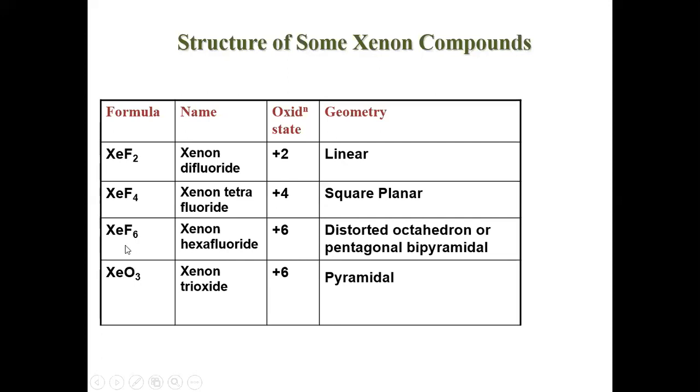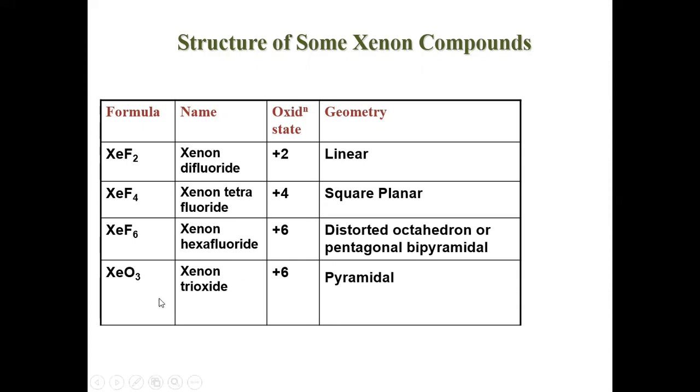Here in xenon hexafluoride, bond pairs are 6 and the lone pair is 1. The lone pair is arranged equatorially. And finally, you get pentagonal bipyramidal or distorted octahedron.